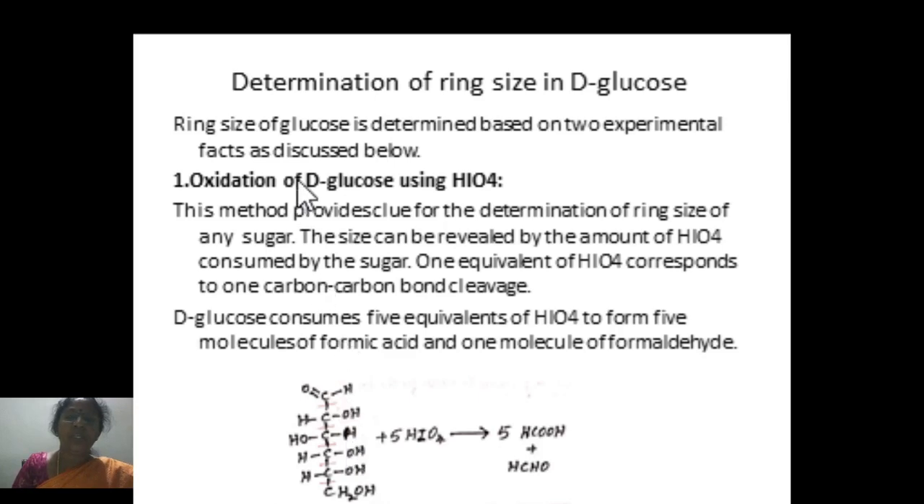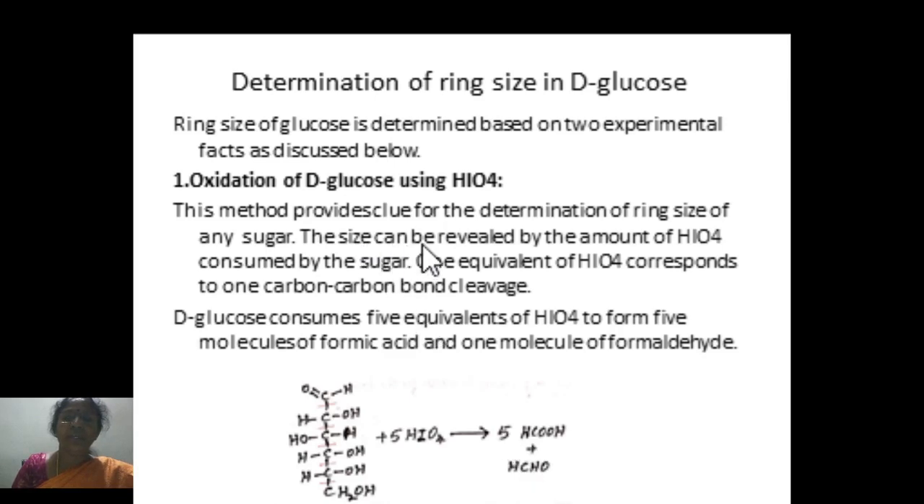Now coming to the determination of ring size, whether this ring has 6 membered atoms or 5 membered. To understand this, there are two methods. Number one is oxidation of D-glucose using periodic acid. In this reaction, one can notice that one molecule of glucose requires 5 molecules of periodic acid for oxidation and cleavage to form 5 molecules of formic acid and a molecule of formaldehyde.